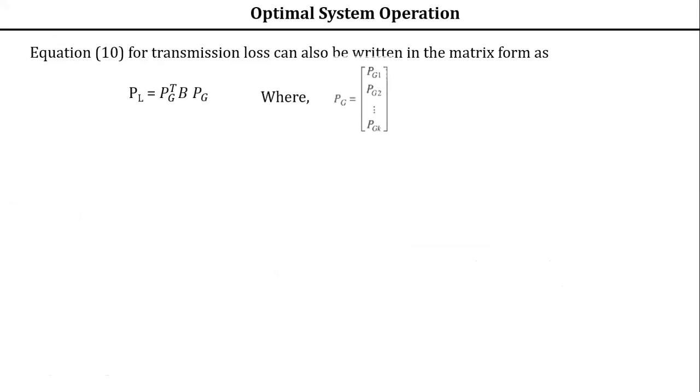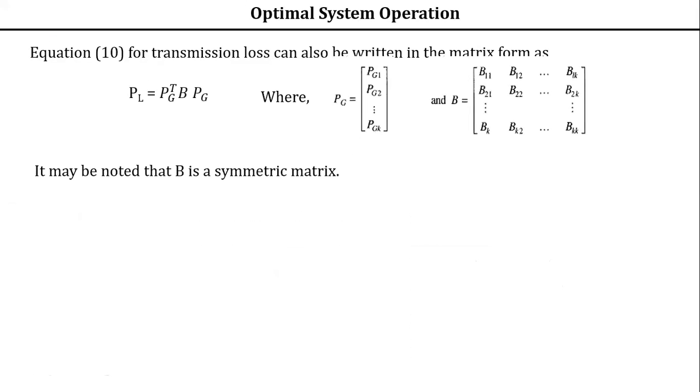In the last class, we studied the transmission loss. This transmission loss is a function of active power generation. It may be expressed in index form, that is two summation marks. I explained it and we got the equation. It can also be represented in matrix form, as you are seeing on the screen.